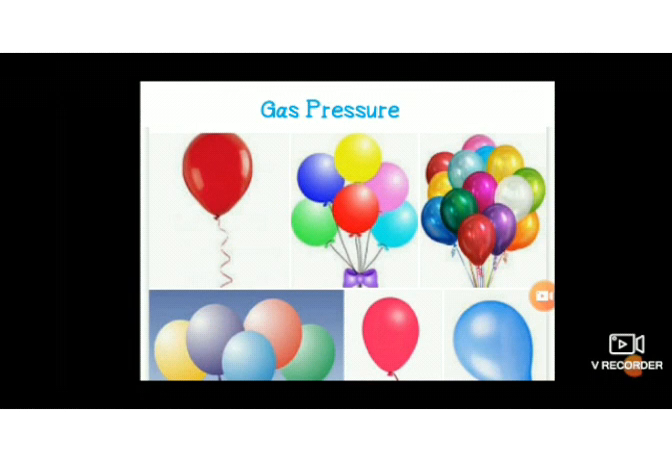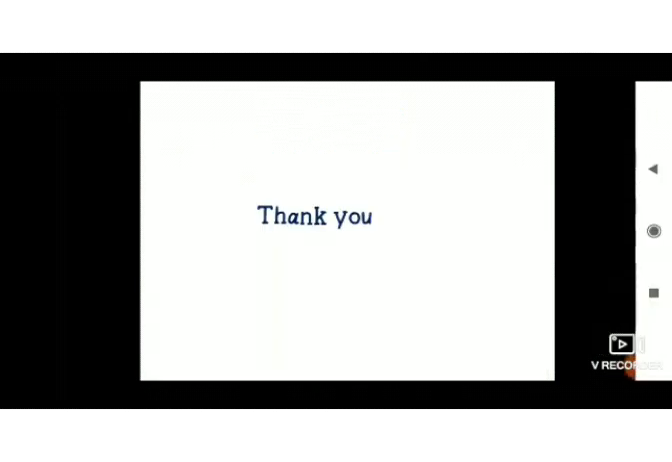We learnt about pressure in solid, liquid and gas. Now the next concepts, that is atmospheric pressure, buoyant force, and Archimedes principle, we will see in the next video.